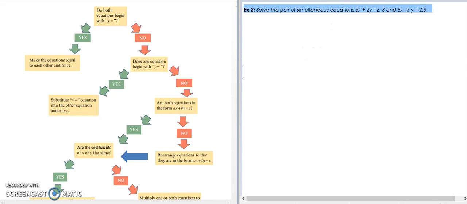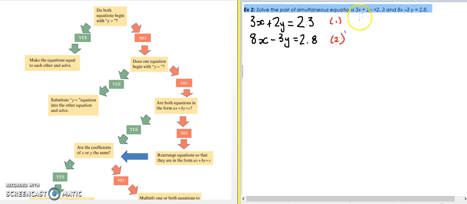Okay, this will be the last example for this lesson. This is going to look at solving the pair of simultaneous equations 3x plus 2y is equal to 2.3. So we've got decimals involved now. And 8x minus 3y is equal to 2.8. First things first, label each equation, so 1 and 2 respectively, and we're going to follow our mind map.